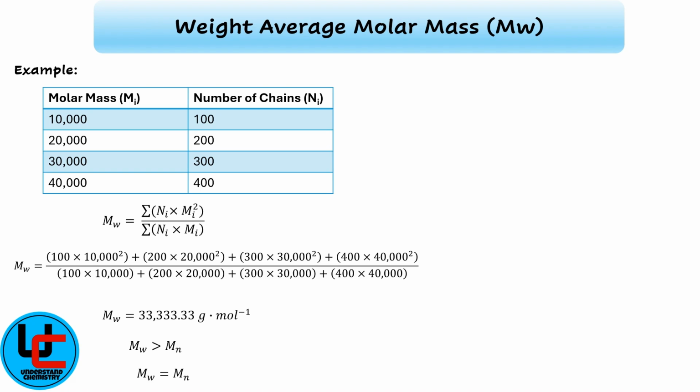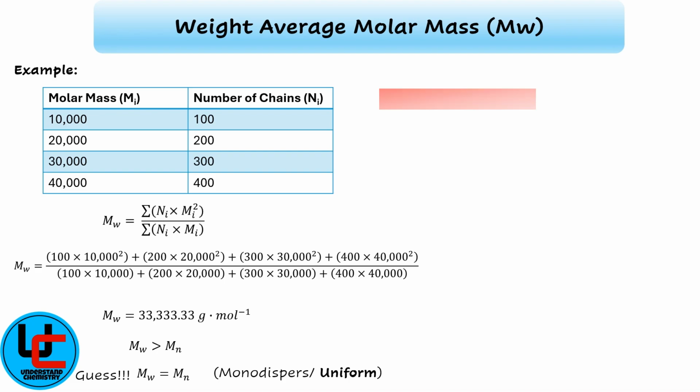Guess, in what case is Mw equal to Mn? In the case of a monodisperse polymer, where all the chains are of the same size, the Mw will be equal to Mn. The term monodisperse has been updated by IUPAC to the more precise term uniform.